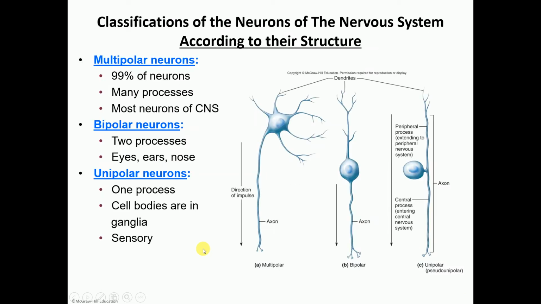Now, how do we classify the neurons according to their structure? This is the one that we usually use as the default kind of neuron. These are known as multipolar neurons. They do, in fact, make up about 99% of our neurons. They're known as multipolar because you can see all of these dendrites attached to this cell body. These make up our motor neurons and what are known as interneurons. We will talk about interneurons and define them in the next slide.